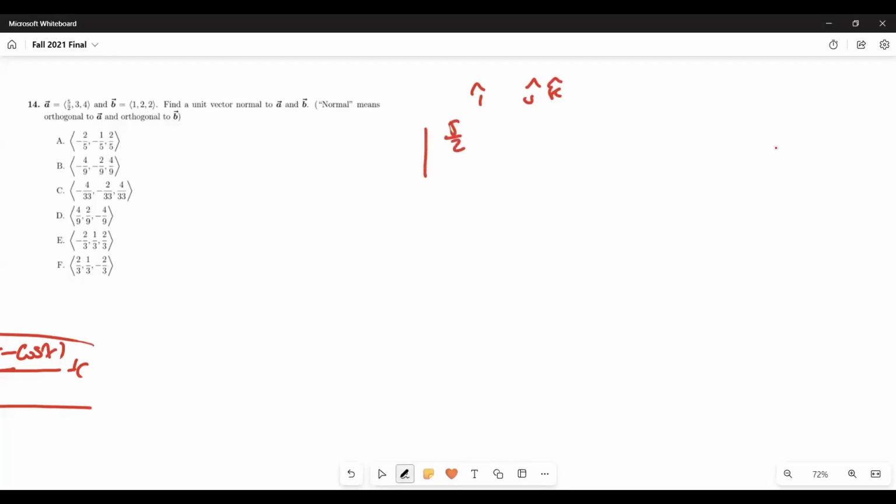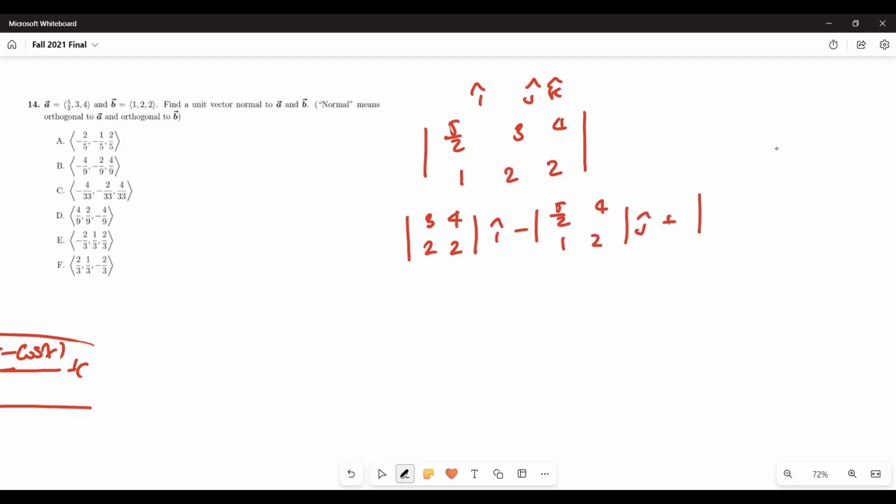And if I were 2, 3, 4, 1, 2, 2. Okay, so this is 3, 4, 2, 2, i minus 2, 4, 1, 2, j plus 2, 3, 1, 2, k. So this is 6 minus 8, so it's negative 2i, minus 4 minus 4, that's going to be j, plus 4 minus 3, 1k. So if you write the ijk components, this is negative 2, negative 1, and 2.